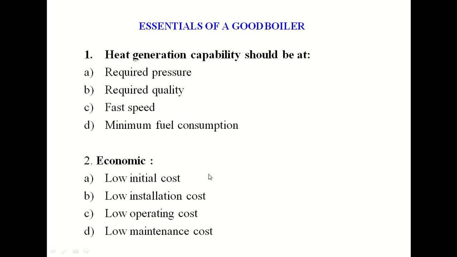Then fast speed. So steam generation rate will be higher. We require the steam generation rate to be higher for the boilers. And another essential is minimum fuel consumption. Obviously, to increase the efficiency, we have to minimize the fuel consumption. So this is the main essential of the boiler. And in economics, if you consider, it has low initial cost, low installation cost, low operating cost, and low maintenance cost.